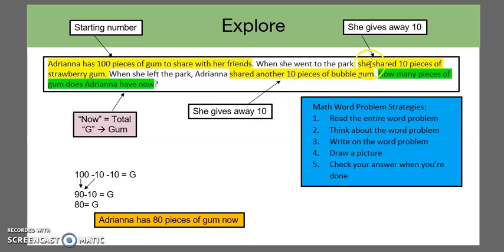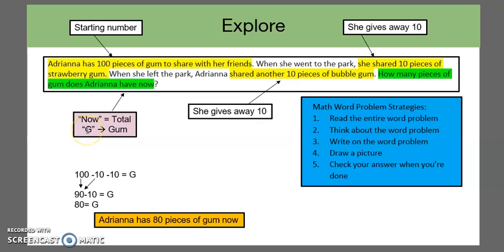She shares 10 pieces of strawberry gum, and after she left the park, she shared another 10 pieces of bubble gum. So in both instances, she's giving away 10. Therefore, if she's giving away 10, we're subtracting 10 here. We're also subtracting 10 here.